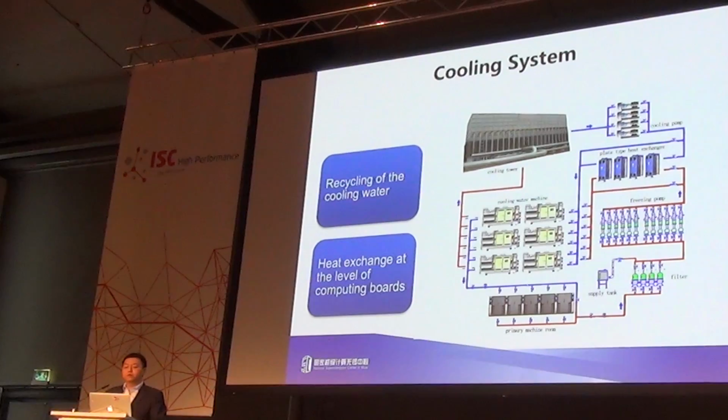This figure shows the structure of the cooling system, from the cooling tower all the way to the computing nodes. So for the cooling system of TaihuLight, we actually support recycling of the cooling water, which can actually reduce the utility cost quite a bit. And the heat exchange of the cooling system happens at the level of the computing boards.